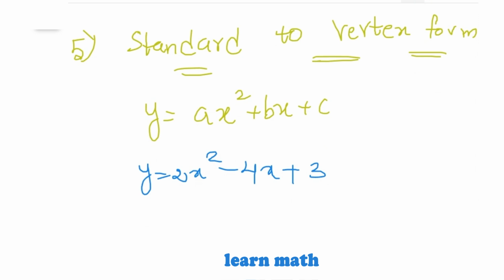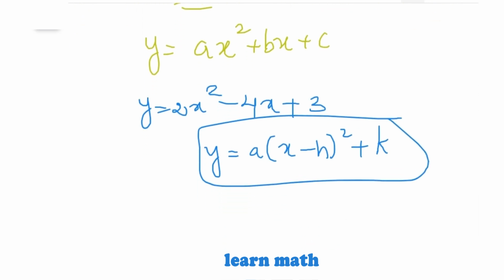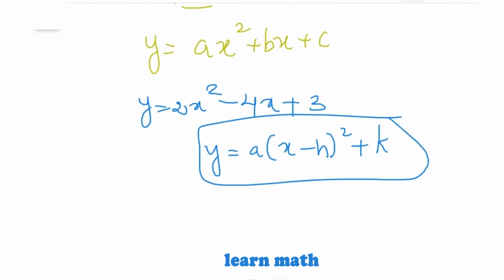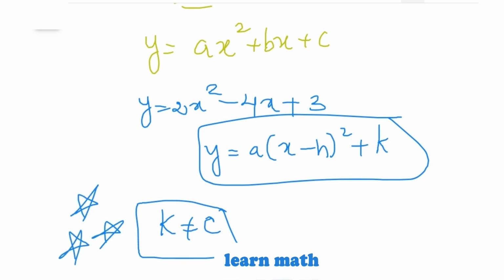Vertex form is y is equal to a times (x minus h) squared plus k. You already know this. See, k is not equal to c. k and c are different things. First, what is a here? a is 2. How can you obtain h and k? h is negative b over 2a. Good. What is b here?